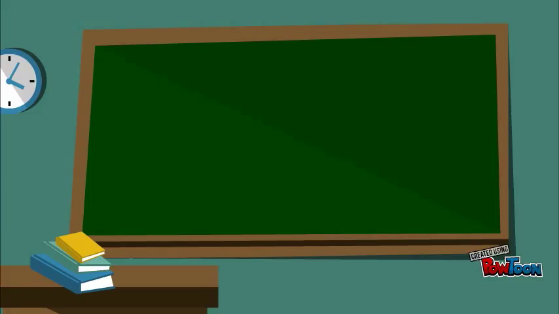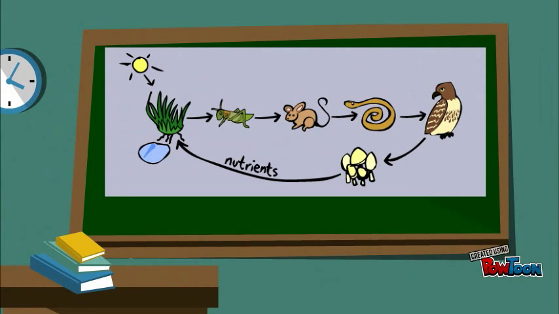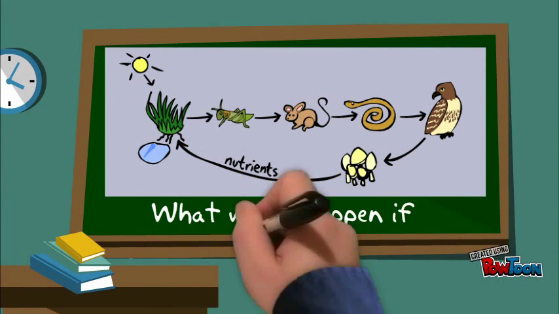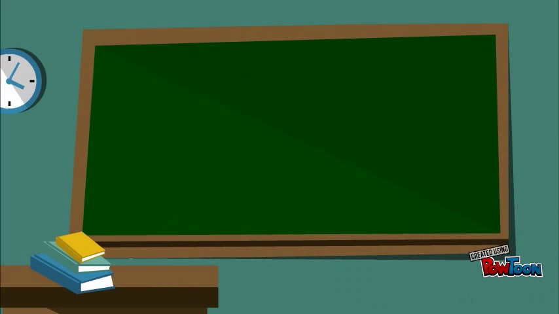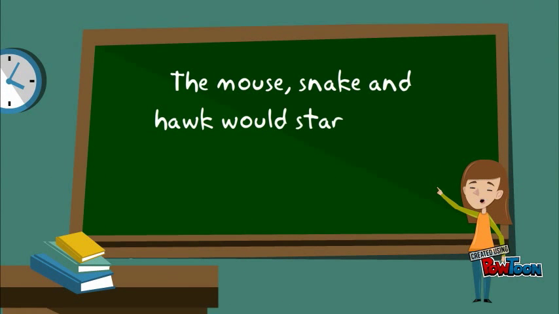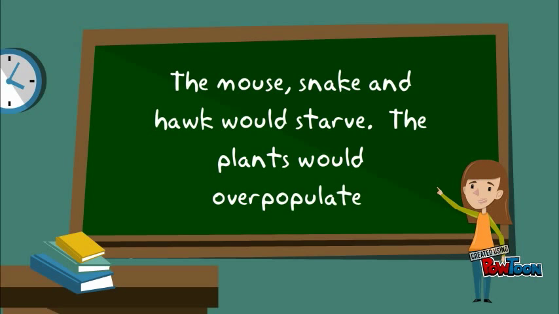The arrows point in the direction of energy flow. They point into who is doing the eating. Take a look at this food chain. What would happen if the grasshopper went extinct? If you predicted that the mouse, snake, and hawk would starve and the plants would overpopulate, you'd be right.